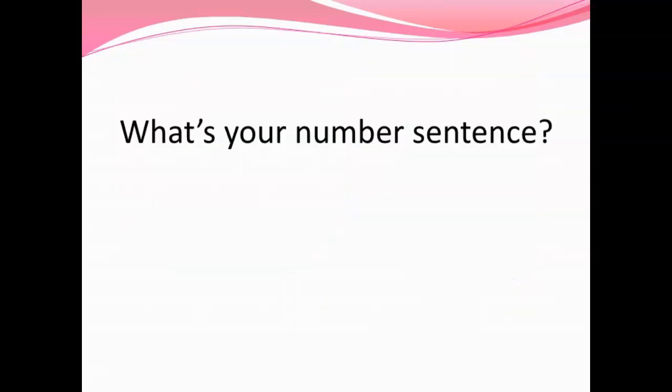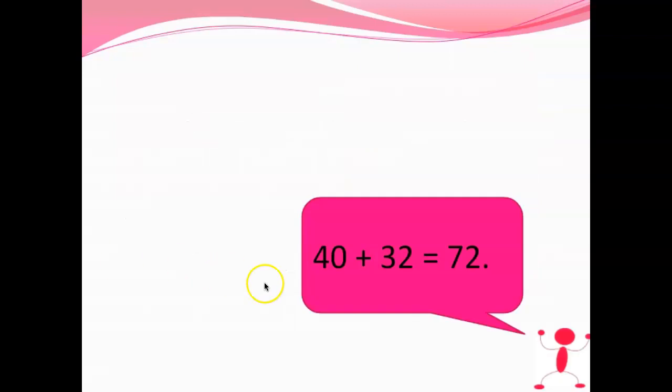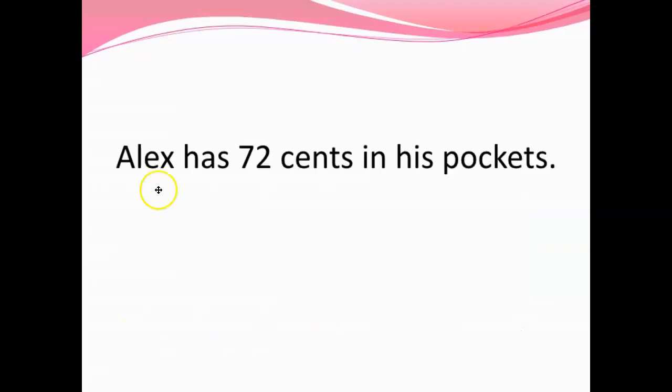So my number sentence, what was it? It was 40, that's for pocket 1, plus 32 for pocket 2, and I got a total of 72 cents. My statement is Alex has 72 cents in his pockets. If you got the same thing, kiss your brain. If you didn't, maybe go back and see where your mistake was and see if you can fix it.